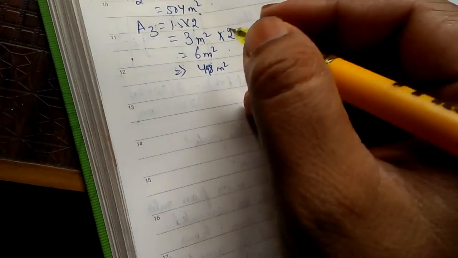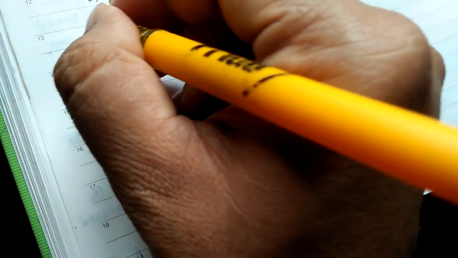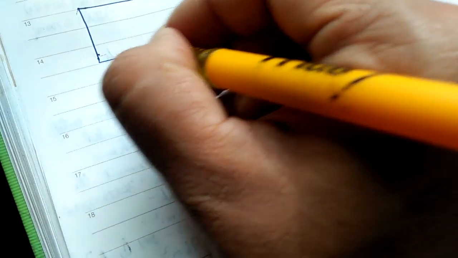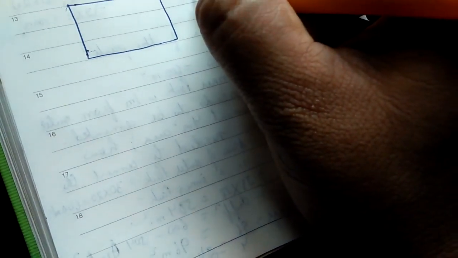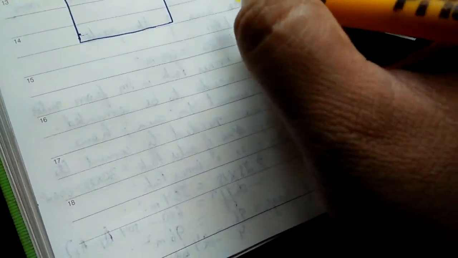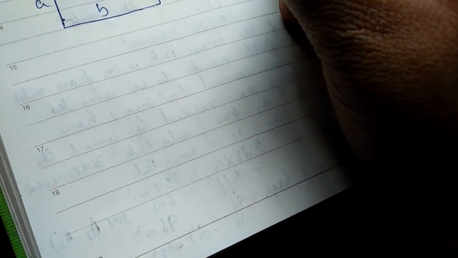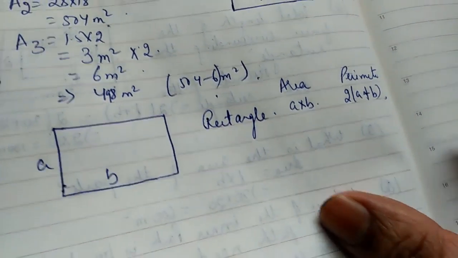Now we will find areas of other geometrical shapes to understand the area and perimeter of various shapes. Okay, so this is a rectangle. So this is A, this is B, so the area is A into B, and its perimeter is twice of A plus B. Okay, you can learn these formulas, that will be helpful for you.